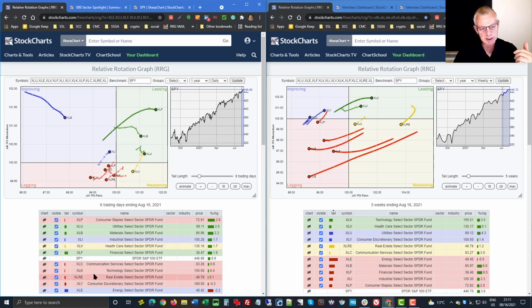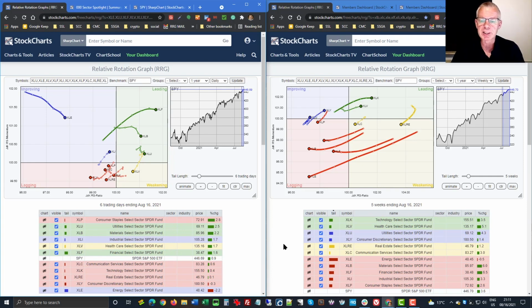We saw technology, that's sort of it does whatever it wants. We had a time where technology was the new defense. Then when technology came under pressure, it moved together with the offensive sectors when it started to lose relative strength. It's kind of unclear. And if we look at what happens on the weeklies, then it's probably even more unclear.